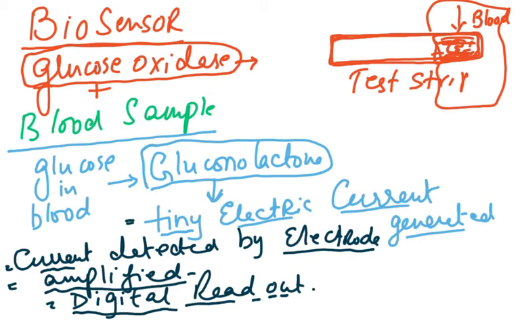So biosensors are little strips on which the enzyme glucose oxidase has been stuck, and then you add a blood sample, and this reacts and you get gluconolactone, and a tiny electrical current is generated, is amplified, and you get a digital readout. So this is what we have about biosensors.